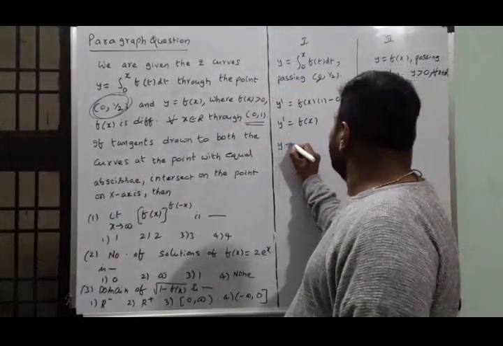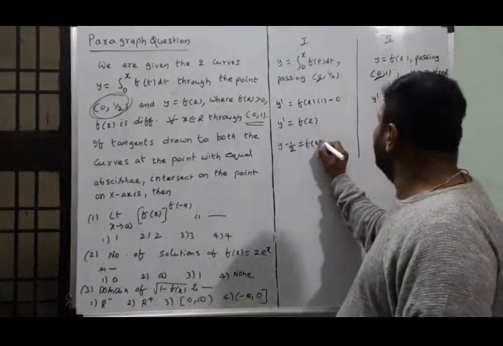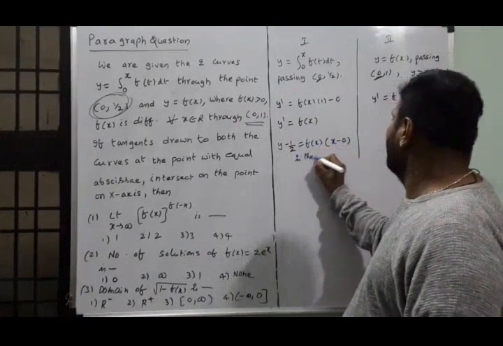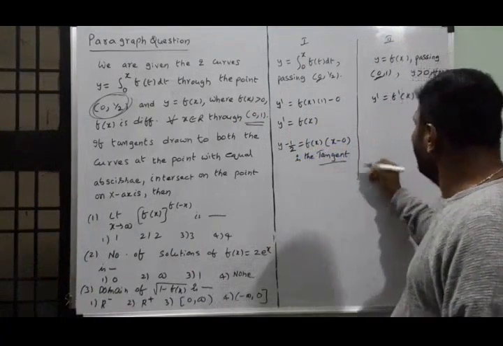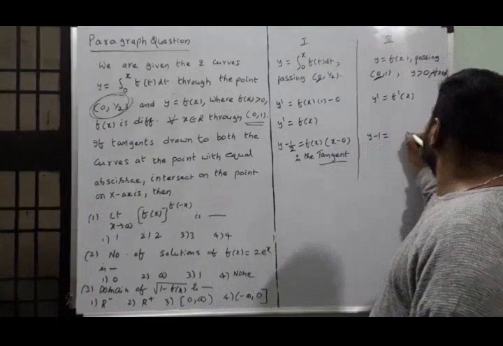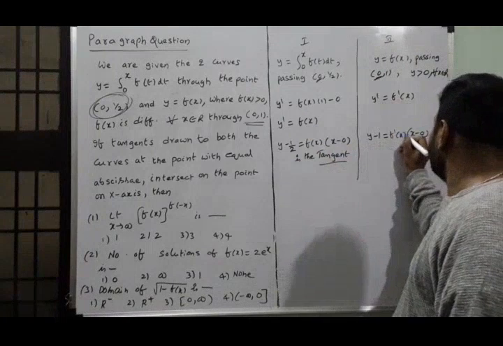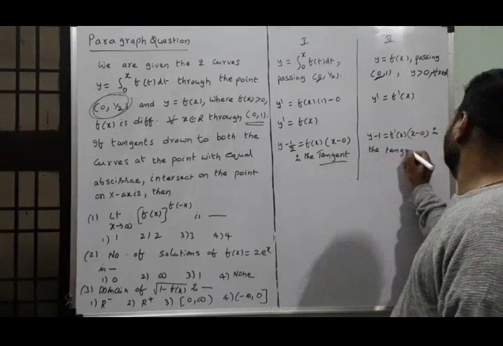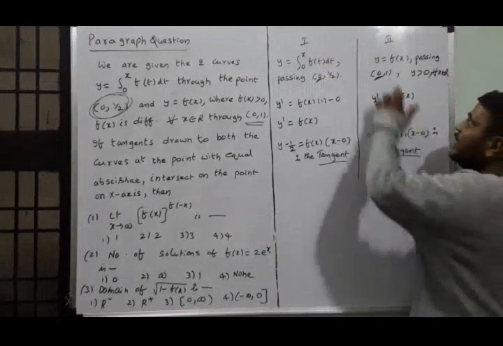So y minus 1/2 is equal to f(x) times (x minus 0), is the tangent. Now what is the tangent for the second curve? y minus 1 is equal to (x minus 0) times the slope f'(x), is the tangent. This is the tangent for the first curve, and this is the tangent for the second curve.